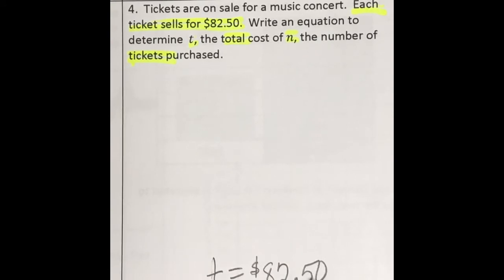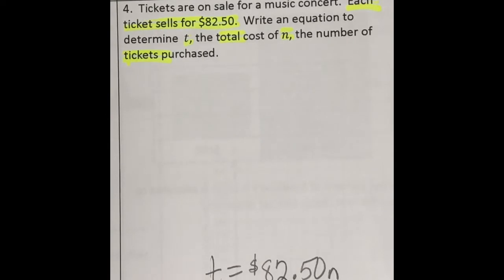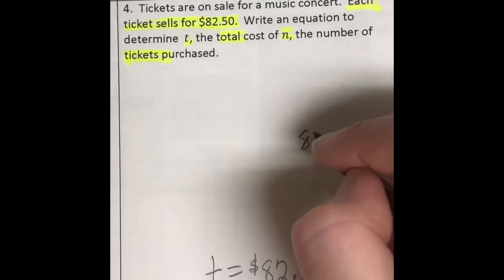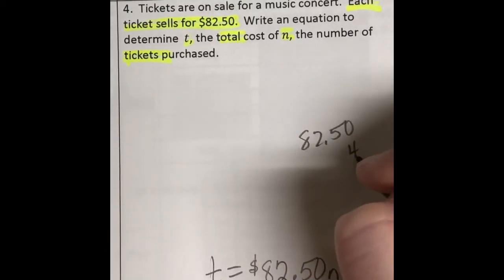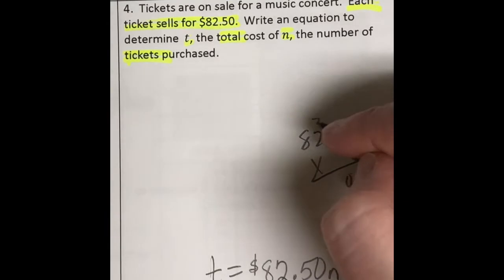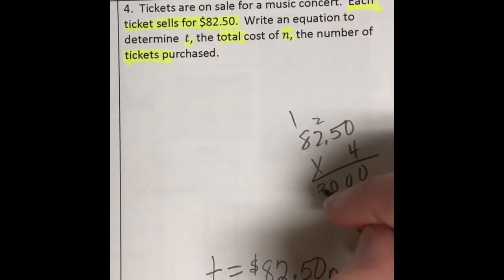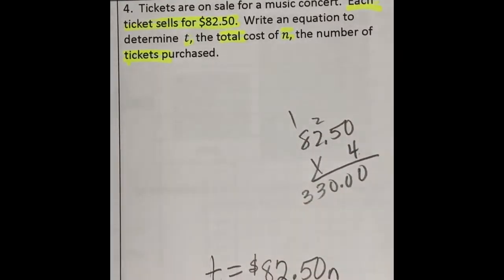What's the letter for the ticket? N. So I am going to do $82.50 times the number of people to figure out how much I have to pay. Like if 4 people went, you would do 82.50 times 4 people, 20, 8, 9, 10, 32, 33, to find that you're going to have to pay $330 for those people to get in. So there is your total, there is your number of tickets, and there's the cost of each ticket.